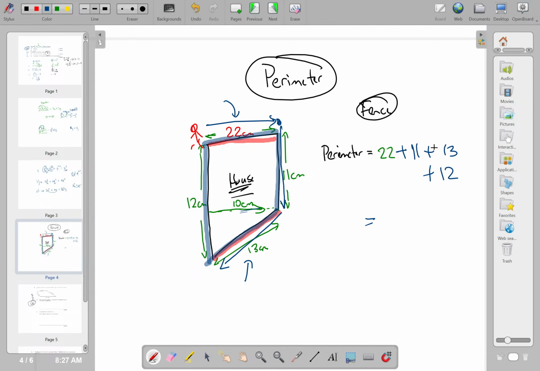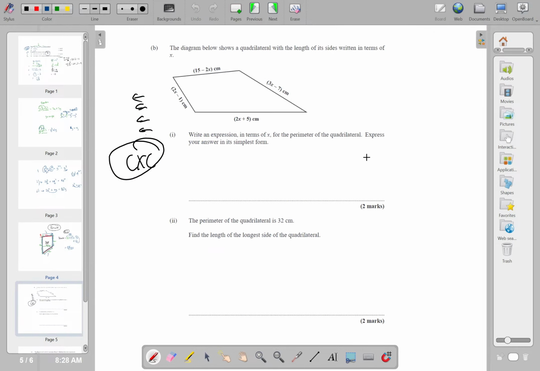All right, what does this add up to? This is 25, and this is 33. 25 and 33 makes 58. 58 centimeters would have been my perimeter. Now let's see if we can apply it. That's all I needed to do for that one.